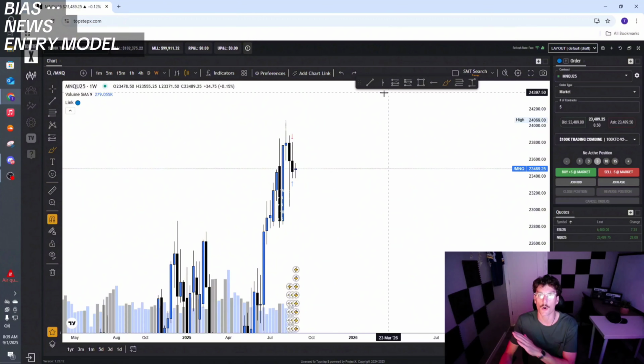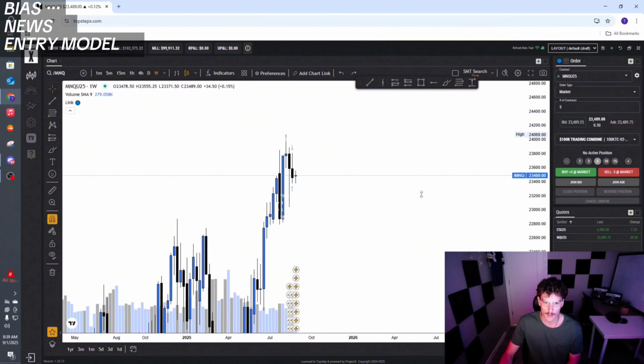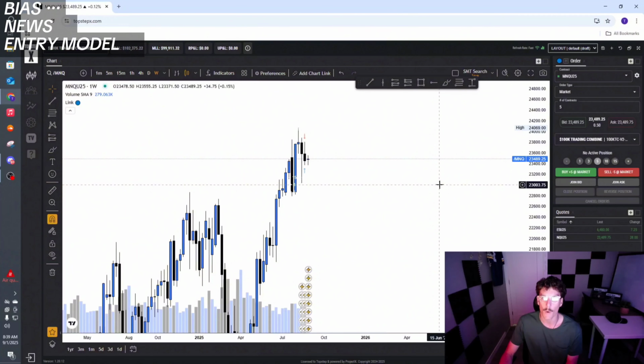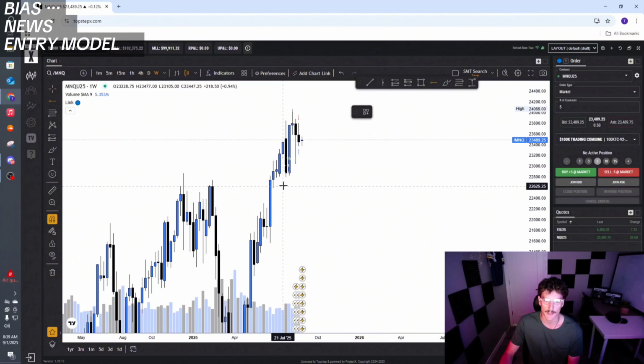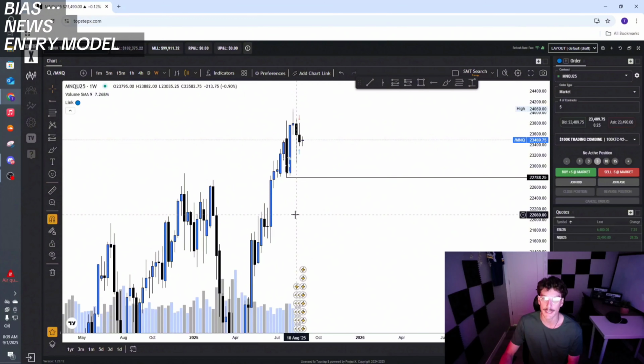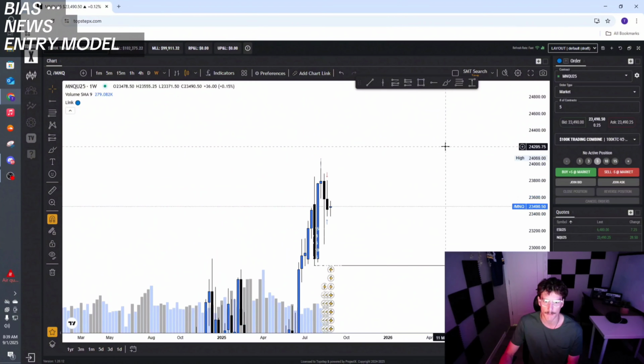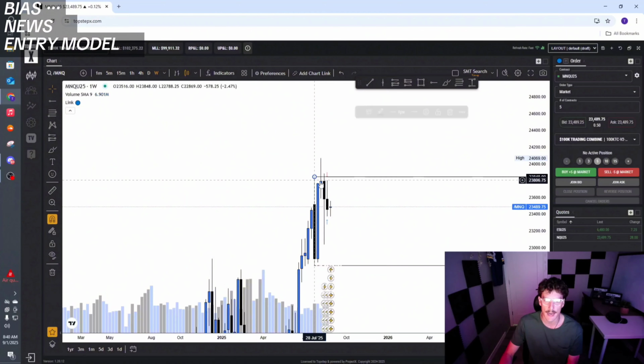I look for the whole picture on the weekly. So we can see here, we're in an uptrend. Why are we in an uptrend? Because this is our low. We have not broken that low. And this was our most recent high after making that low. We're making higher highs and higher lows.